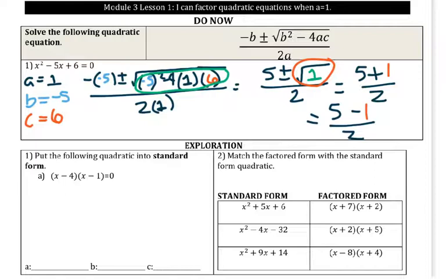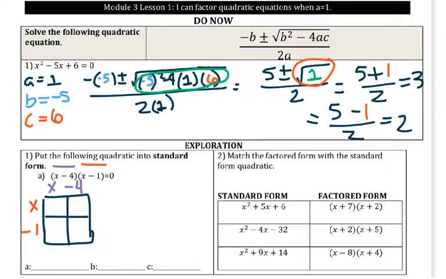And then this here will give us a 3. That's 6 over 2, and this will give us a 2. So our solutions here are 3 and 2. Alright, so now we're just going to jump into this exploration.